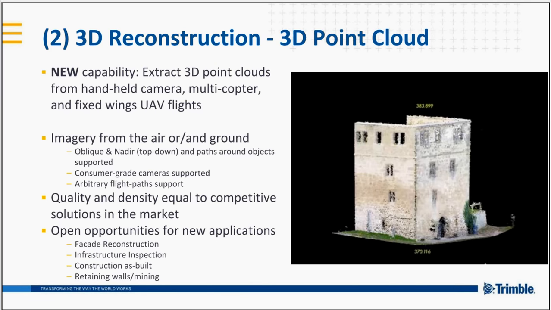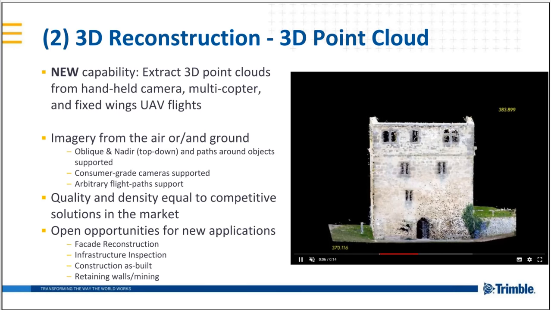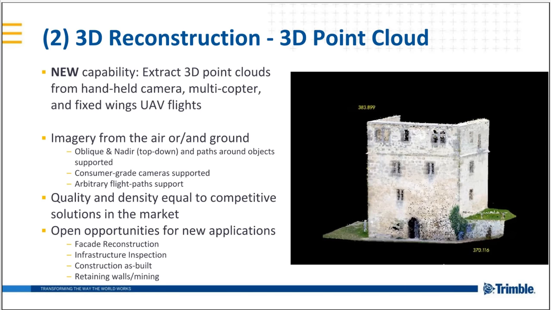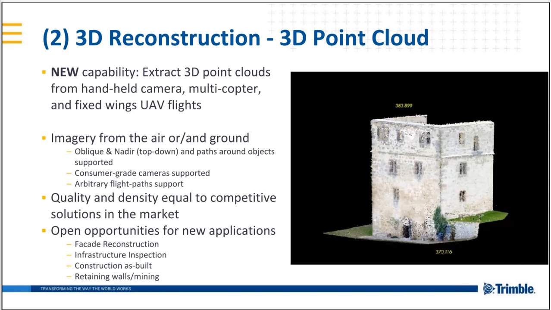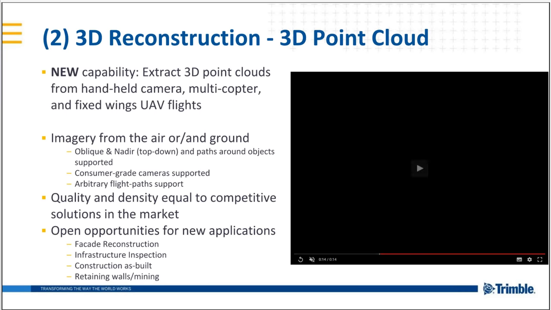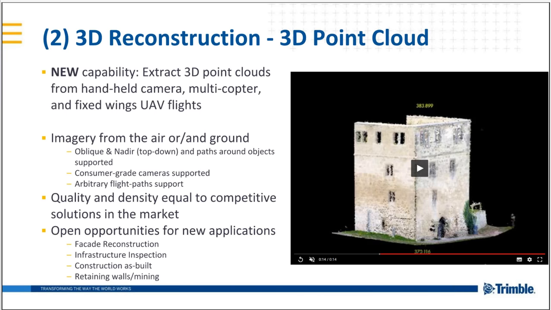The second part of the 3D reconstruction highlight in US Master is the capability to generate 3D point clouds from the data sets. That means from the georeferenced data sets. US Master supports in this way the 3D processing and not just only the 2.5D processing. In this new version, you can generate point clouds from oblique images or path around objects.